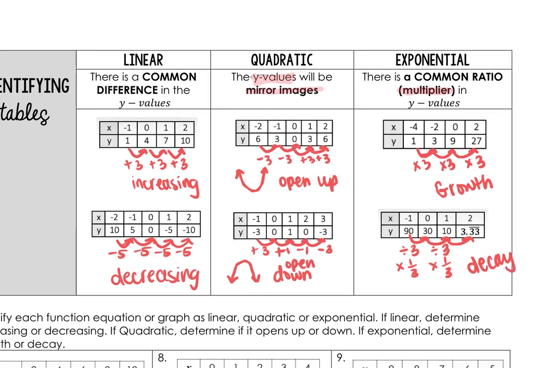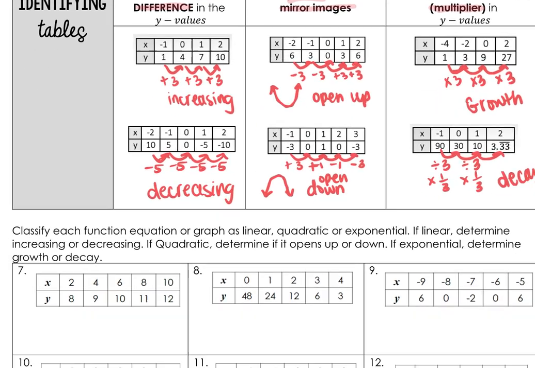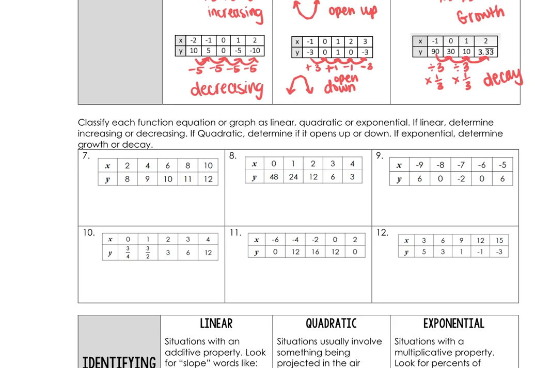All right, so linear, we're looking for a common difference. Quadratic, we're looking for those mirror image points. And exponential, we're looking for, are those y values being multiplied by something? So same directions on these next 6, which I know it's a lot of examples, but I want you guys to just have an example of every single type so that you can go back and reference these if you have questions. So let's look at the first one.